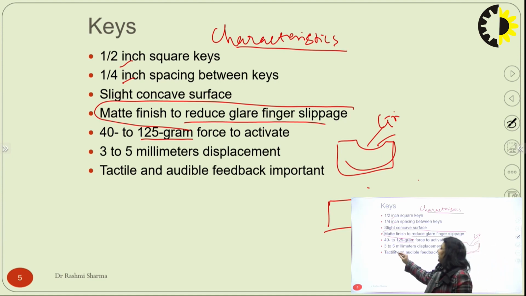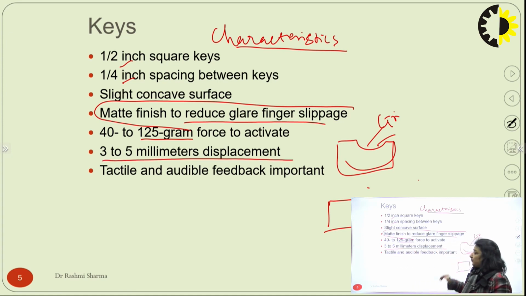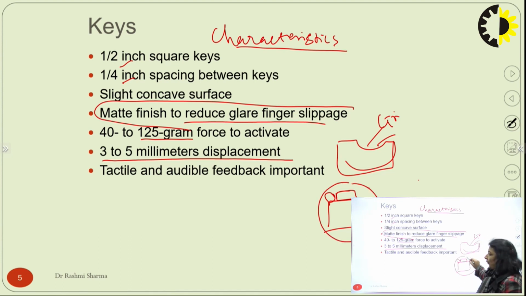Okay. Then 3 to 5 mm displacement means, if this particular key is there, it's not necessary that you press this particular portion and you will get that key. If somehow you come and press this portion also, then also that particular key would be entered into your text. So you have this tactile and audible feedback inputs also. So these are some of the important points where you can see how these keys are used.